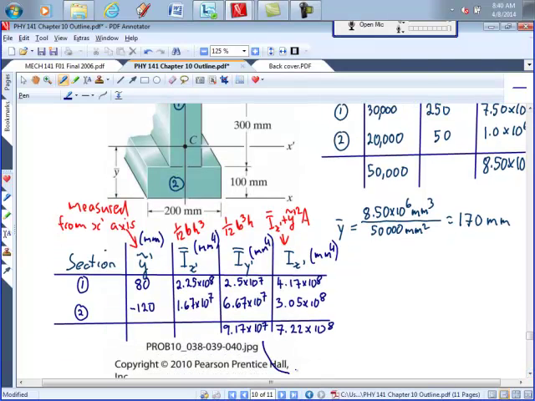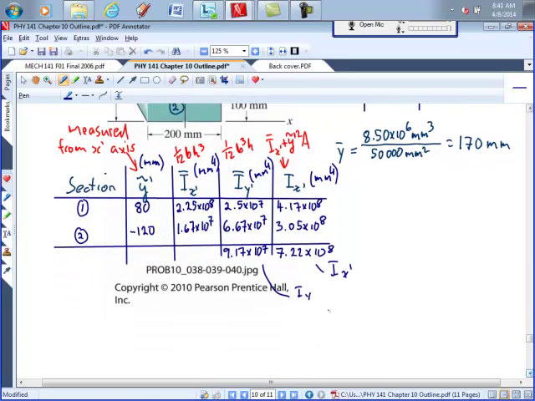So that is the moment of inertia about the y-axis, and this is the moment of inertia about the x-prime axis. So how are we going to find the moment of inertia about the x-axis? Well, I could redo the table and measure the distance from the x-axis instead of the x-prime axis. But that wouldn't be the smart way of doing it. We would be smarter to use the parallel axis theorem. Fewer calculations.